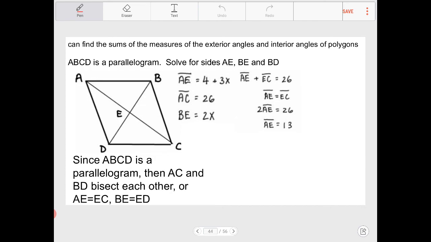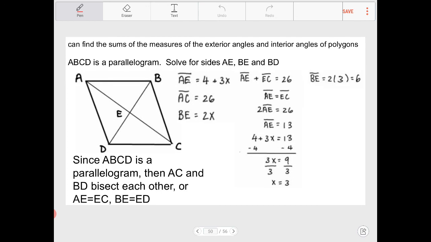If we know AE is 13, we can then figure out what x is. So I know that 4 plus 3x is equal to 13. Subtract 4 and divide by 3. We end up with x is equal to 3. If x is equal to 3, we can then solve for what BE is. So BE, therefore, has to equal 6.